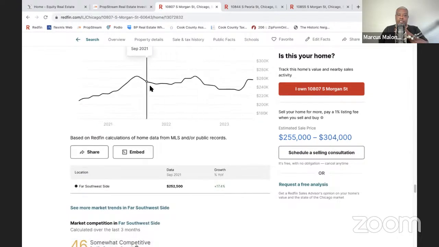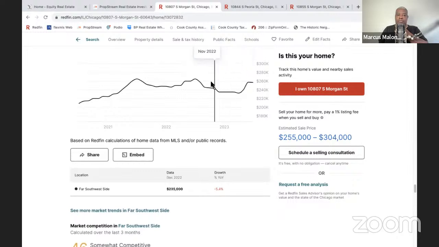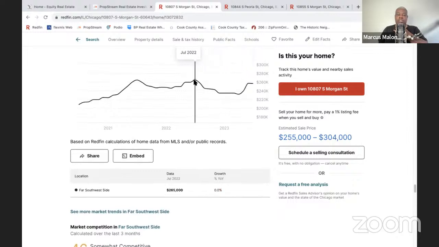Value trends. So as you can see right now, this property was at top of market July 2022. Well, actually, we sold the property at top of market. We sold this property in December of 2021.